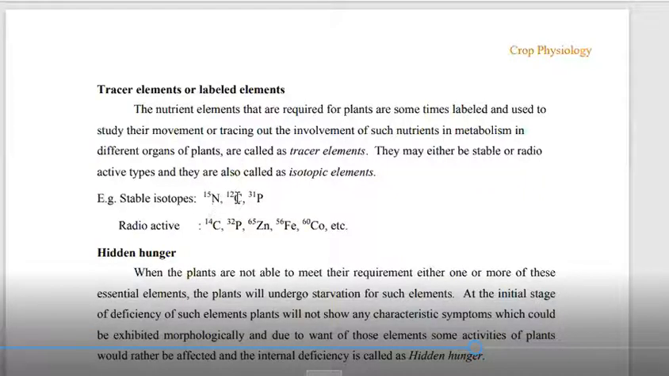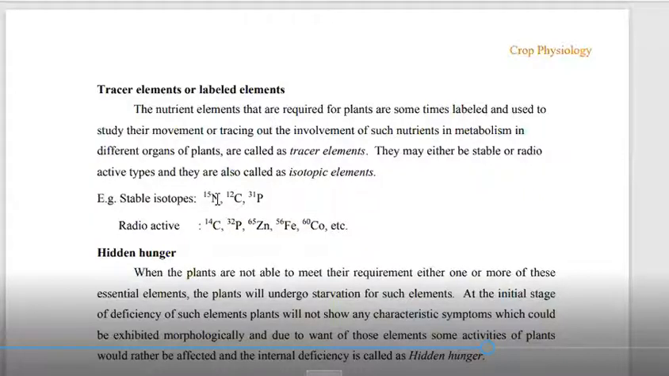These are nitrogen 15, carbon 12, phosphorus 31; these are the stable isotopes. And these are the radioisotopes: C14, phosphorus 32, zinc 65, iron 56, cobalt 60. These are some tracer elements, or label elements, which are used to study the movement of nutrients in the plant.